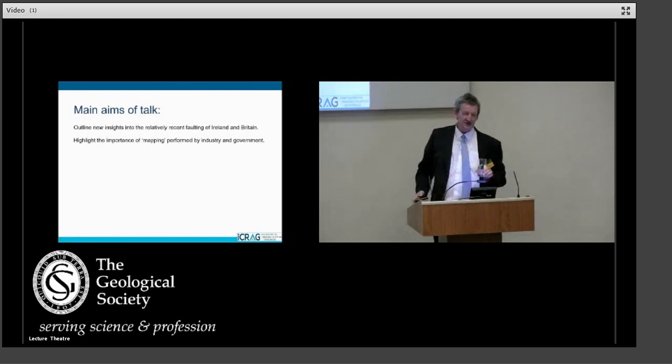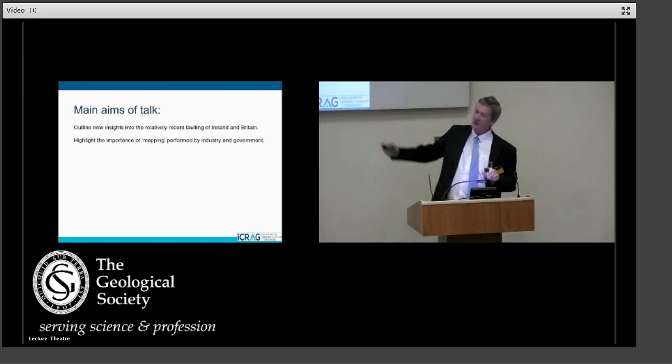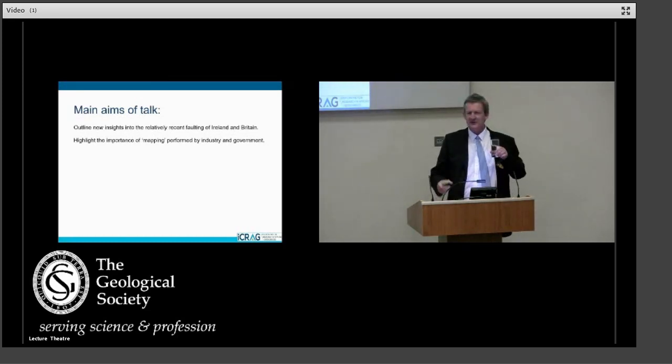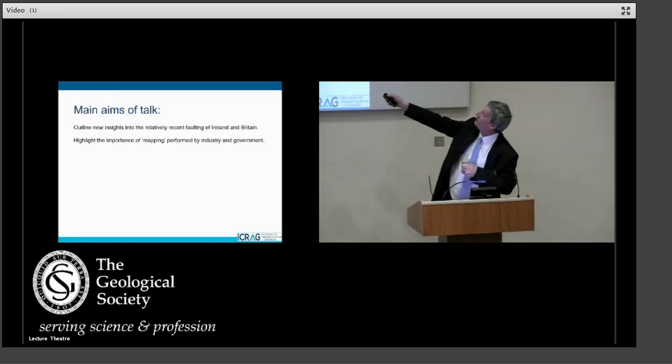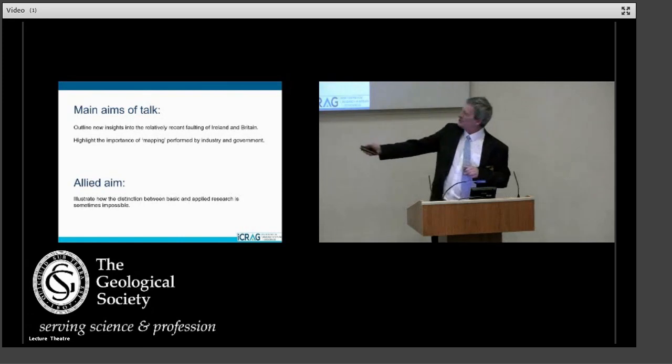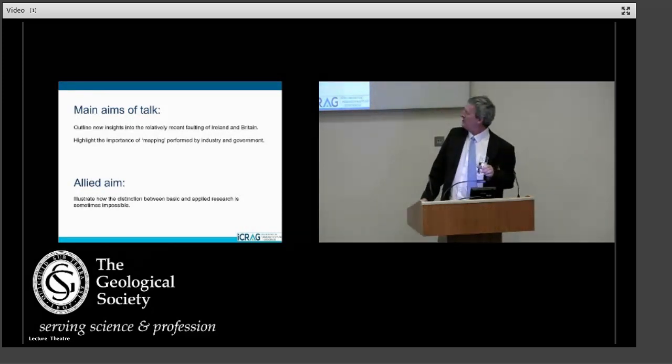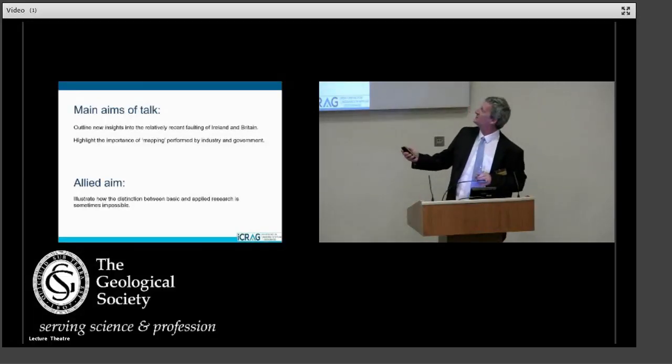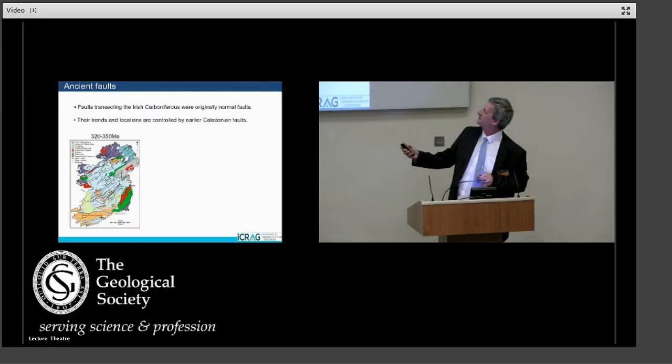I'm going to look at the recent faulting of Ireland and Britain. I'm going to highlight mapping, new mapping. This isn't walking around looking at rocks, though I really approve of that, and we all do. It's looking at geophysics, and this is performed oftentimes, acquired by industry and government. I'm going to show that the distinction between basic and applied research is actually sometimes impossible to define. It's much easier to define the difference between bad and good science.